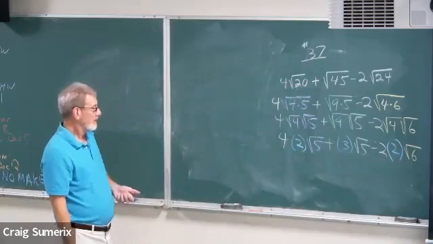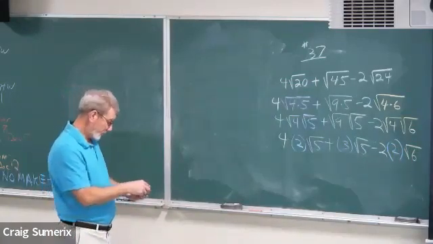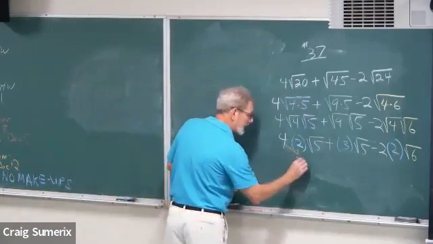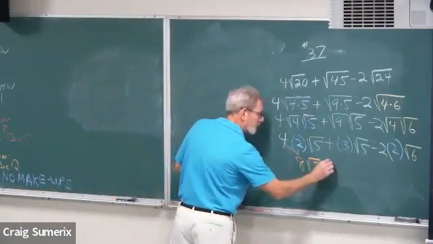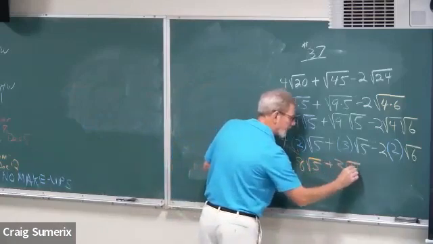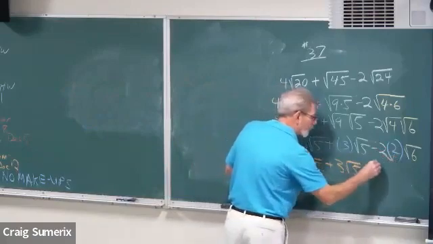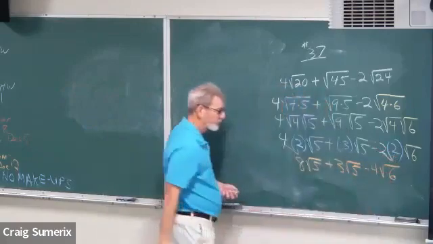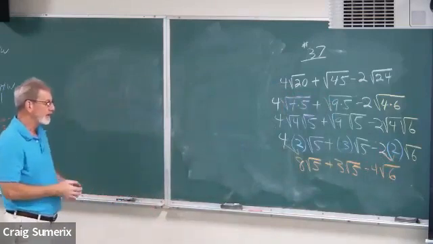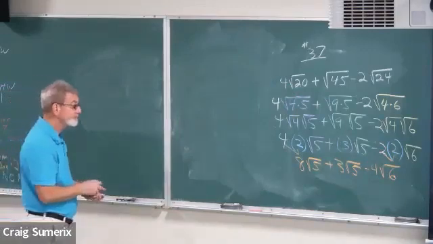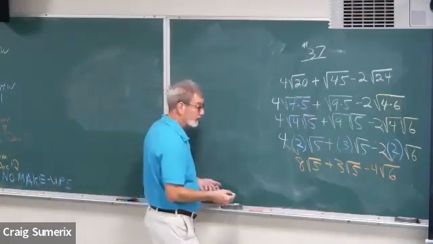Darn even numbers. Can we clean this up further? We do 4 times 2. Yeah, 4 times 2 is 8 square root of 5 plus 3 square root of 5. Negative 2 times 2 is negative 4 square root of 6. Do any of them break down further? The 5, 5, and 6? No. Can we put 2 of them together? Or 3 of them together?